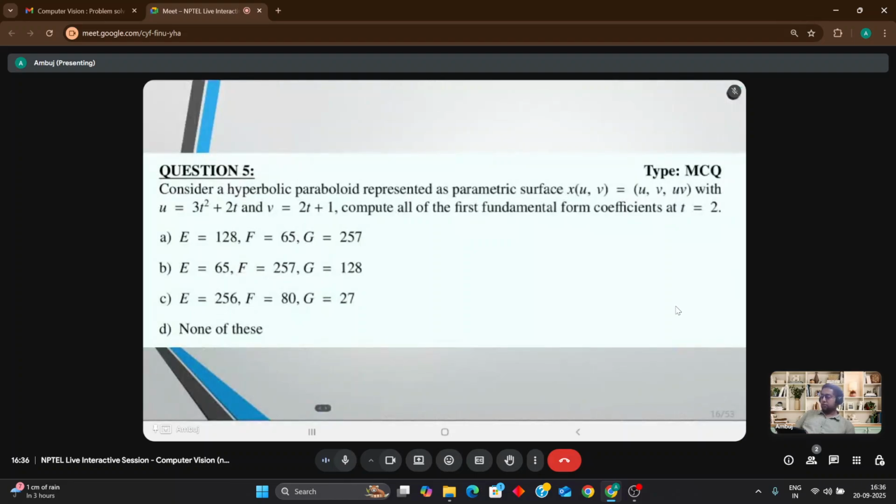Question number 5: you have to consider a hyperbolic paraboloid which is represented as a parametric surface x(u, v) = (u, v, uv), with u = 3t² + 2t and v = 2t + 1, and we have to compute the first fundamental form coefficients at t = 2.